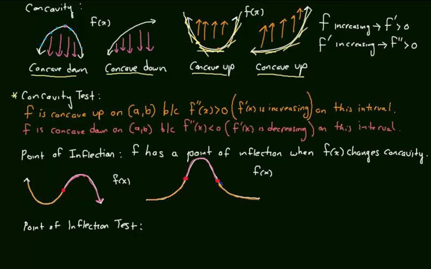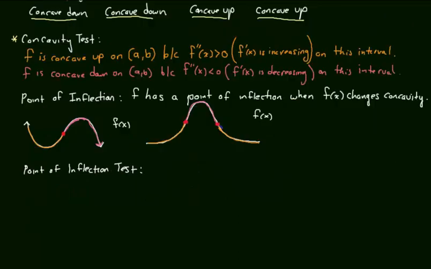Similarly, we wrote the sentence for concave down. F is concave down on open AB because f double prime is less than 0. F prime is decreasing on this interval. And now for the point of inflection test, remember that's where the function changes its concavity, and that's going to occur when the second derivative changes sign.